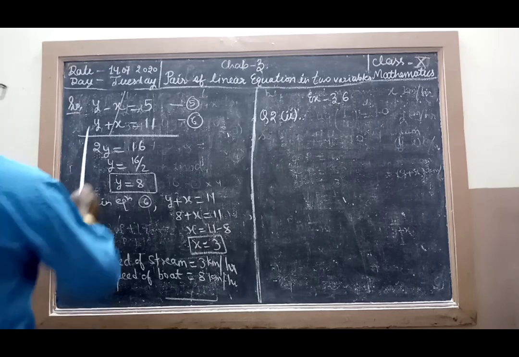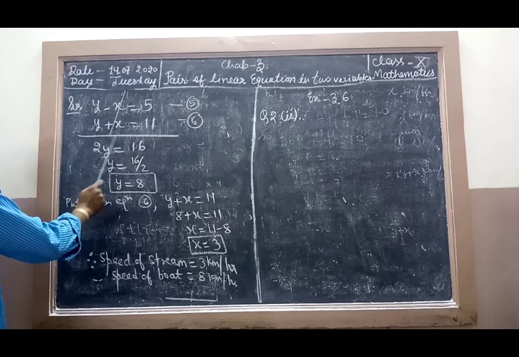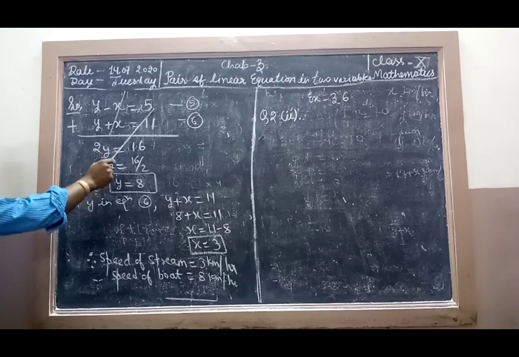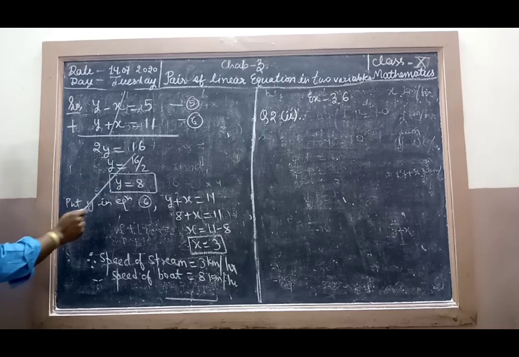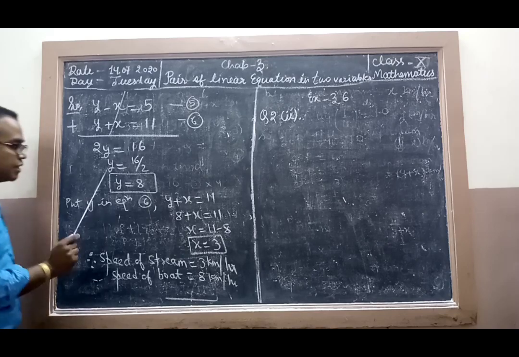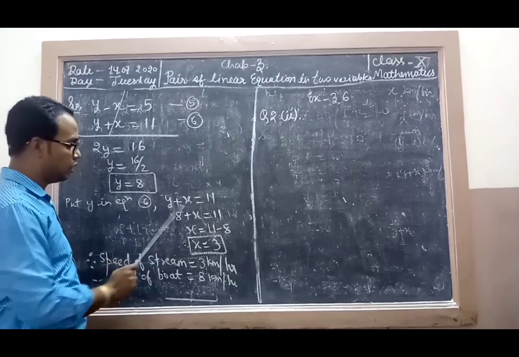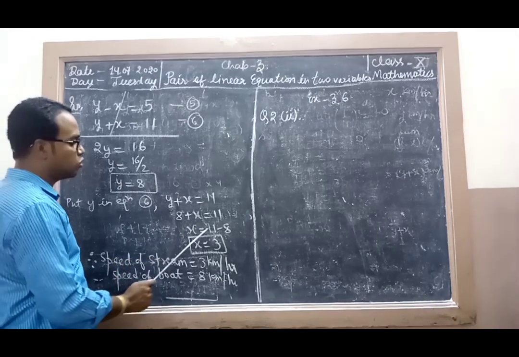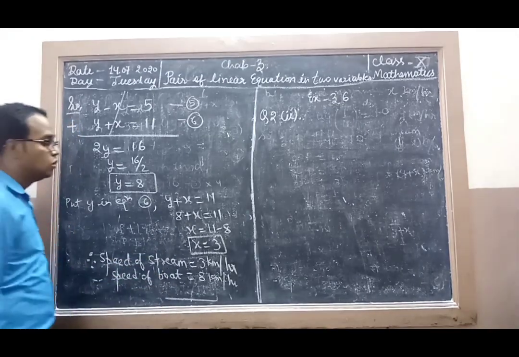So y minus x equals 5, equation 5. y plus x equals 11, equation 6. Again by the elimination method, we add equations 5 and 6. Then minus x plus x is eliminated, y plus y is 2y, 5 plus 11 is 16, so y equals 16 upon 2, y equals 8. Put y in equation 6: y plus x equals 11, 8 plus x equals 11, x is equal to 11 minus 8, x equals 3.